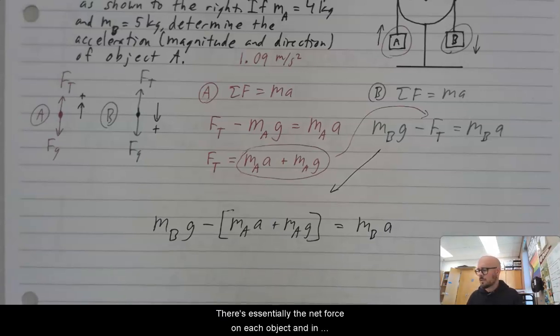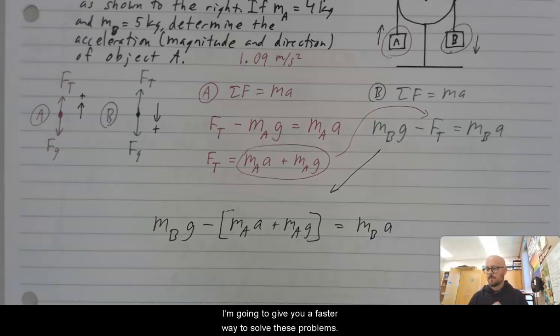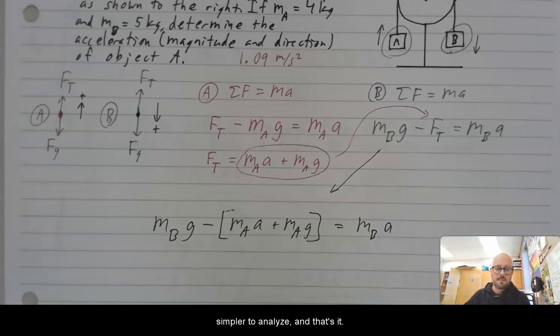Okay, this alphabet soup is an expression for Newton's second law that takes into account both objects. There's essentially the net force on each object and then mass times acceleration. So your job at this point in time will be to plug in numbers and make sure that this works out to the answer that I've stated. And again, in class, I'm going to give you a faster way to solve these problems. Maybe not faster all the time, but something that might be simpler to analyze. And that's it.